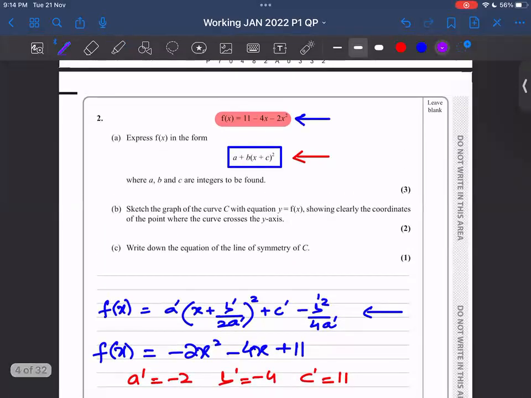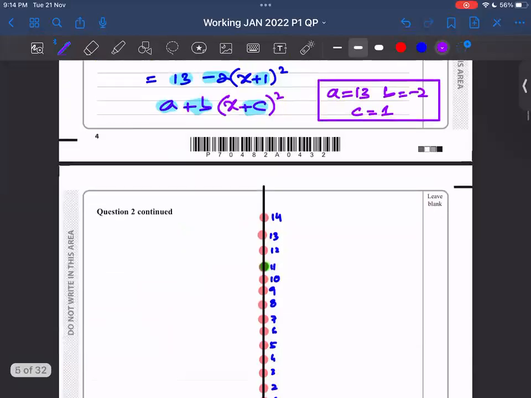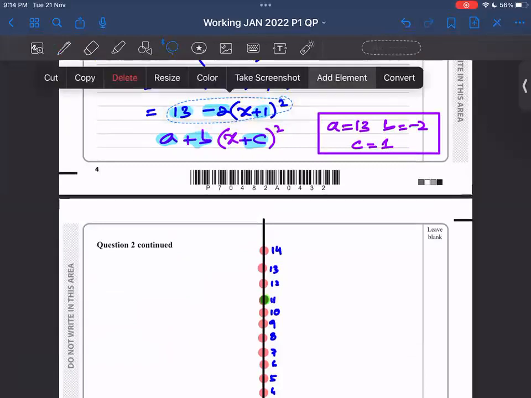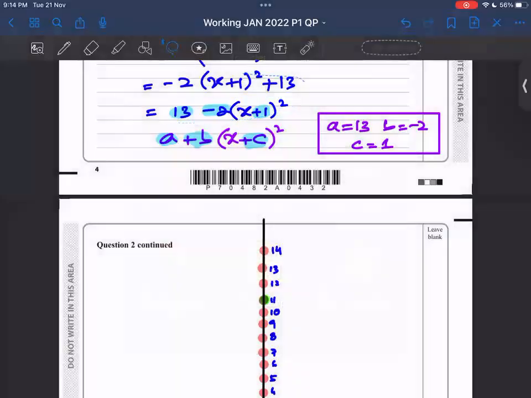Sketch the graph of the curve with the equation y equal to f(x), showing clearly the coordinates of the point where the curve crosses the y-axis. They are interested in the y-axis. They need to show the coordinates where the curve crosses the y-axis. So what we are going to do is look at this expression over here, the completing square form. Let's just put up this expression.